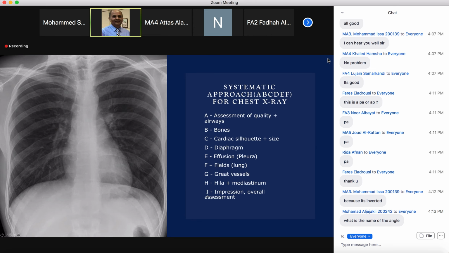Going further, for impression, overall assessment: you can see overall this X-ray does not show any specific change which needs to be talked about. So this is a normal X-ray chest, and you should be looking at a PA view, posterior anterior view.